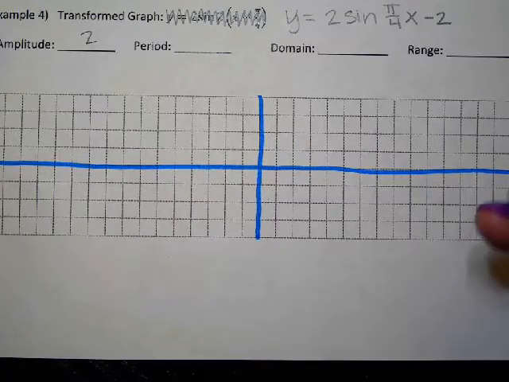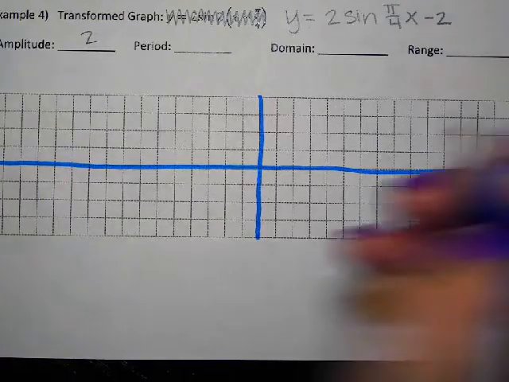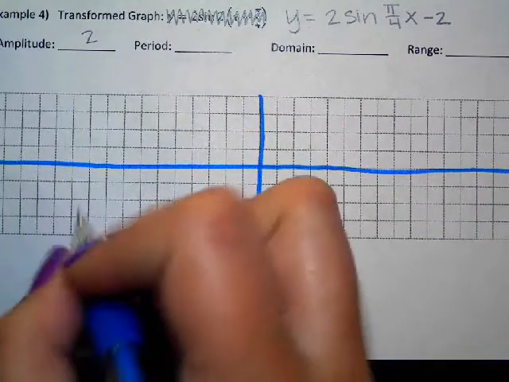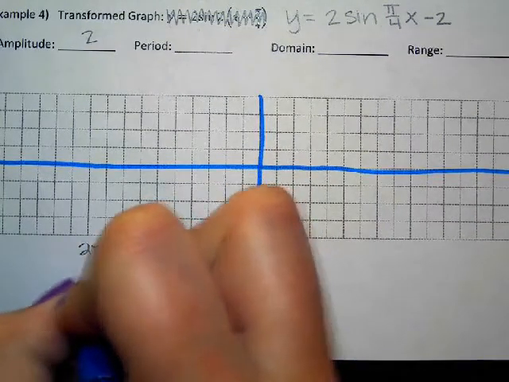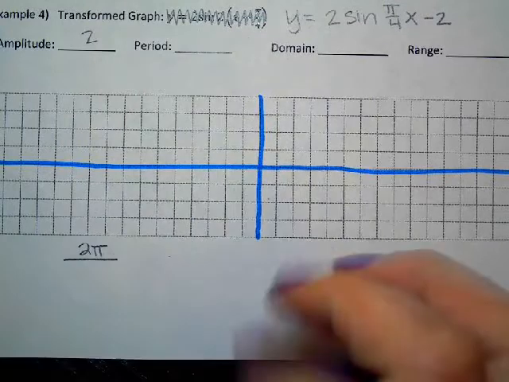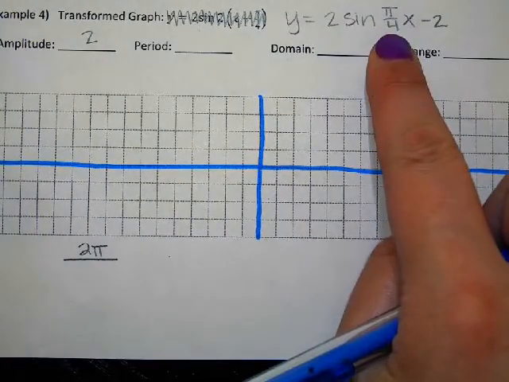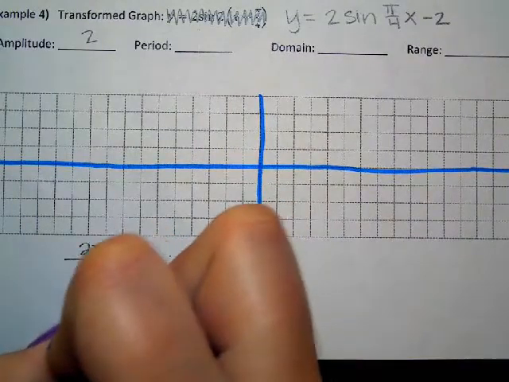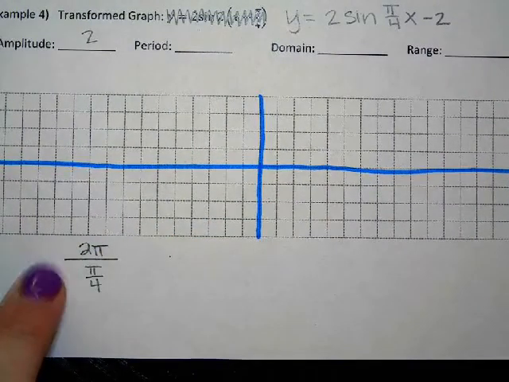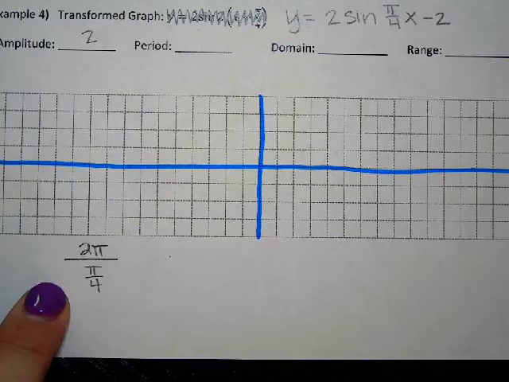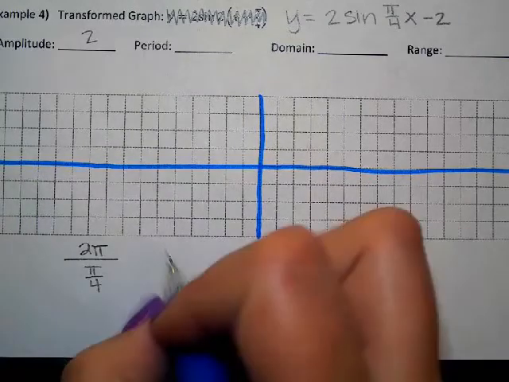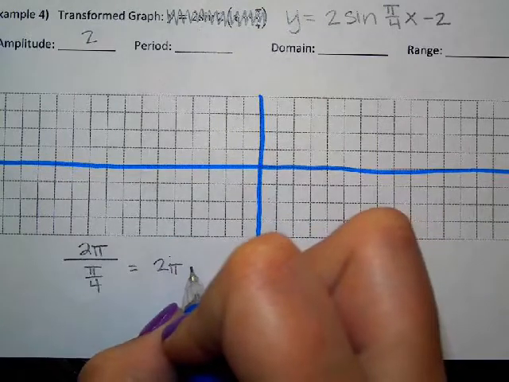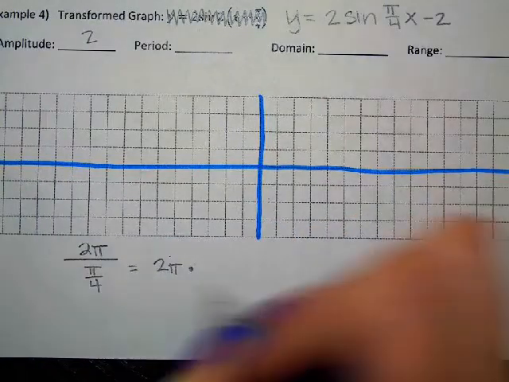All right, so Ava, how do we find the period? Yeah, so we do 2 pi, and then we divide that by the number that's in front of x. So 2 pi divided by pi/4. And since we have something divided by a fraction, we're going to have to do keep it, change it, flip it. So we're going to keep the 2 pi the same. We're going to change this to a multiplication problem, and then we're going to flip the fraction.